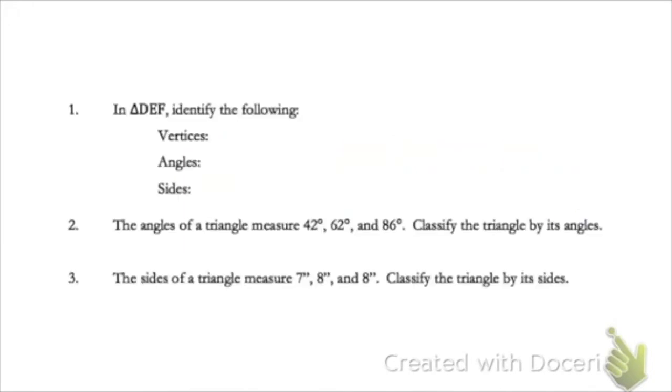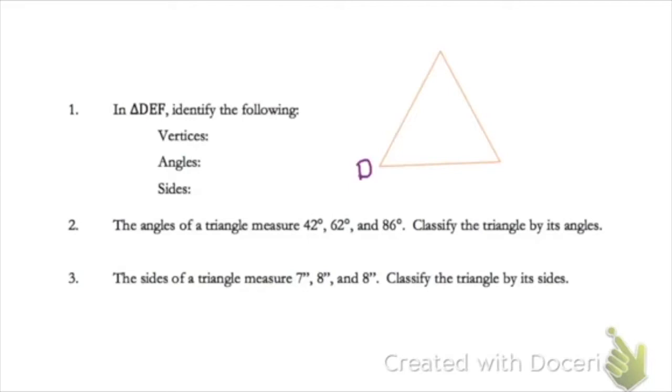This is the video for Study Guide Unit 5A. On problem 1, it says in triangle DEF, identify the following: the vertices, the angles, and the sides. The easiest way to do this is actually to sketch the triangle and label it.